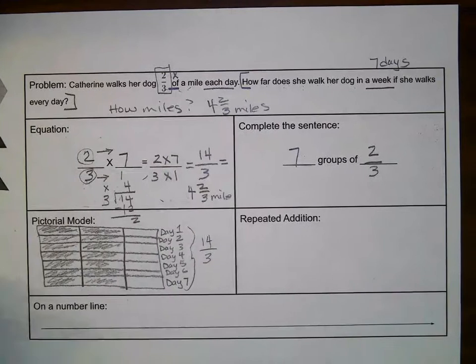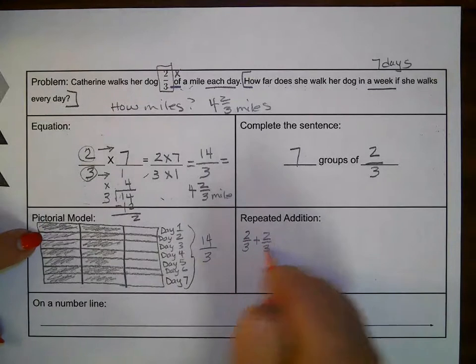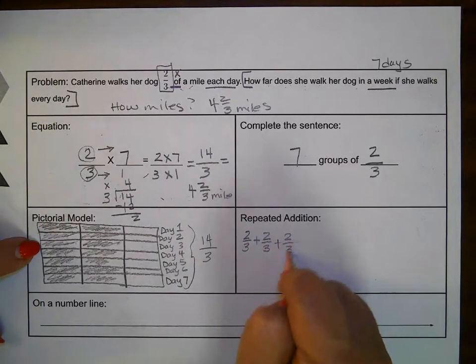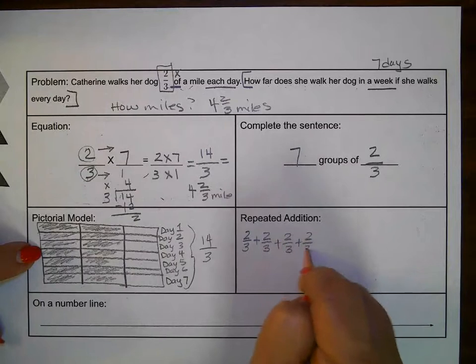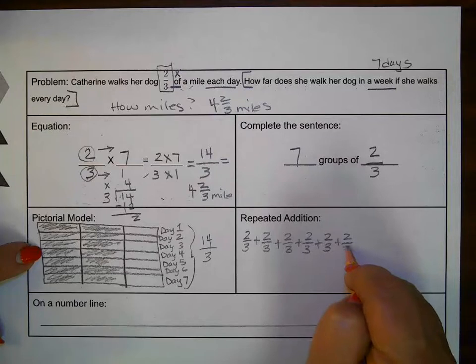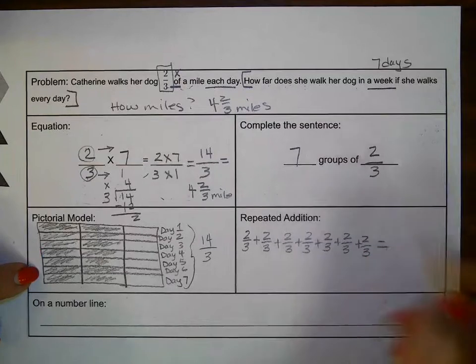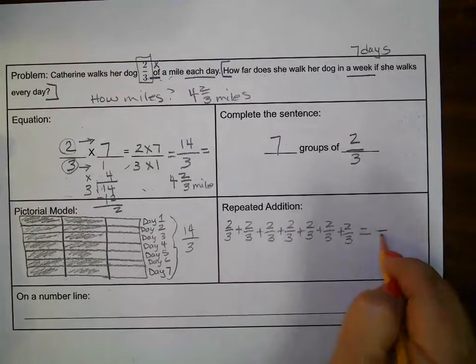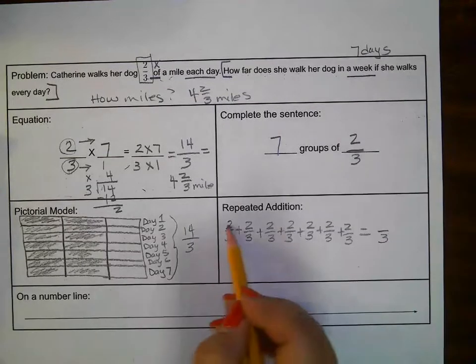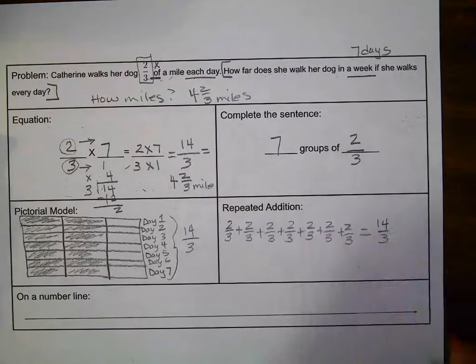I'm going to do it as repeated addition. So on day 1, it's 2/3. Day 2, it's 2/3. Day 3, it's 2/3. Day 4, it's 2/3. Day 5, it's 2/3. Day 6, 2/3. And day 7, 2/3. Now I'm going to add all of those up. Remember, my denominator stays the same. So it's 2, 4, 6, 8, 10, 12, 14. And that's 14 thirds.